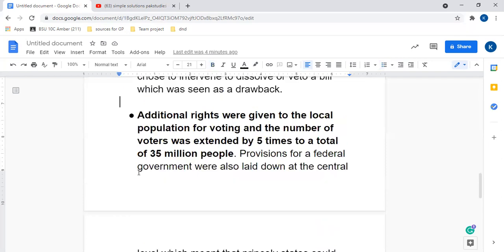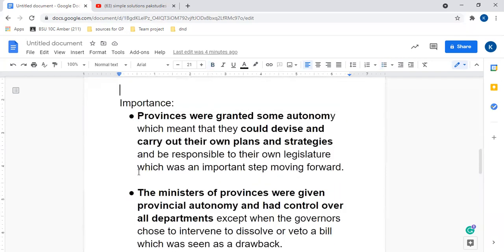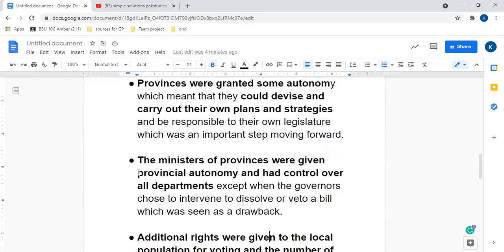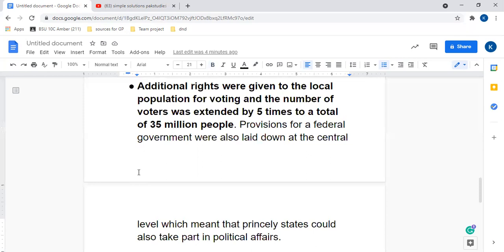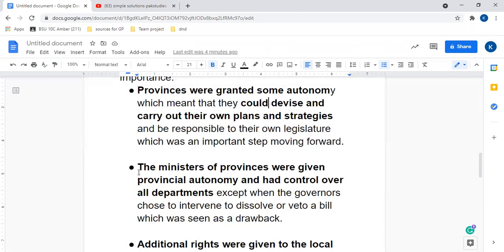All right, so these are the three reasons why it was important. The provinces were granted greater autonomy. The ministers had control over all departments and were given provincial autonomy, and additional rights were given to the local population for voting, and the number of voters was extended by 5 times to a total of 35 million people. Additional rights for voting, ministers were given more power, and provinces were given greater autonomy.